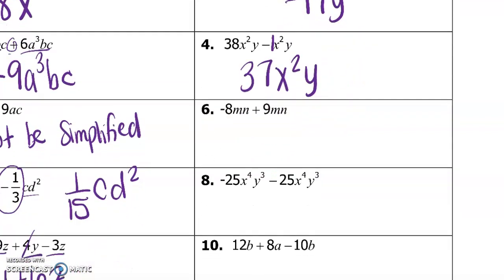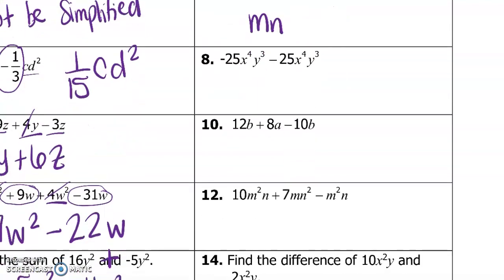Number 6, mn matches, so negative 8 plus 9 is 1 mn. Now, math teachers don't like it when you put a 1 there if it's not needed, so I would prefer that you just put in mn. It won't be wrong if you have a 1, but it's good to get in the habit of not putting a 1.